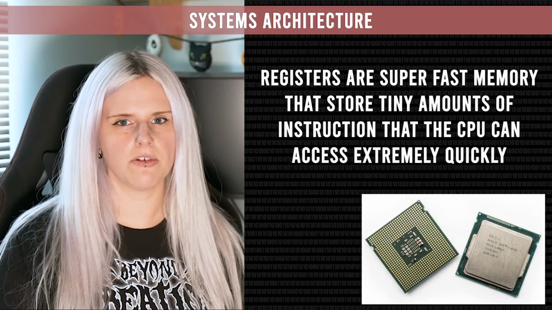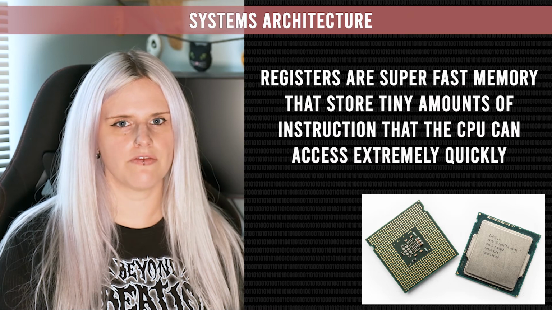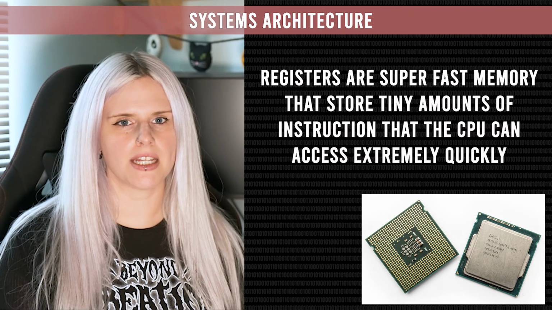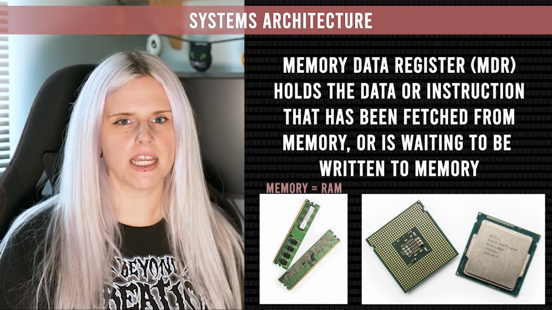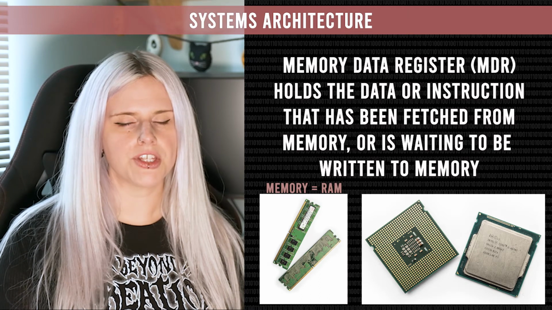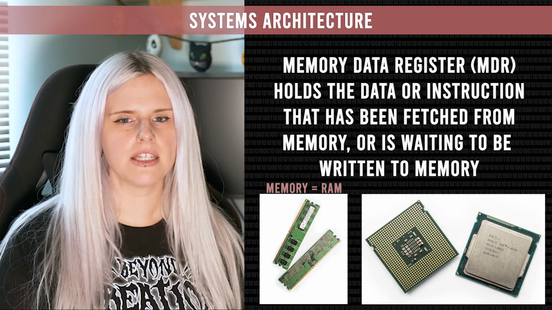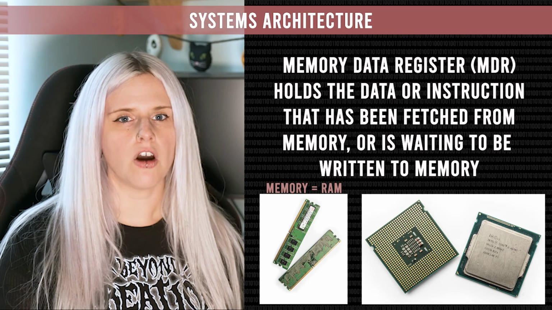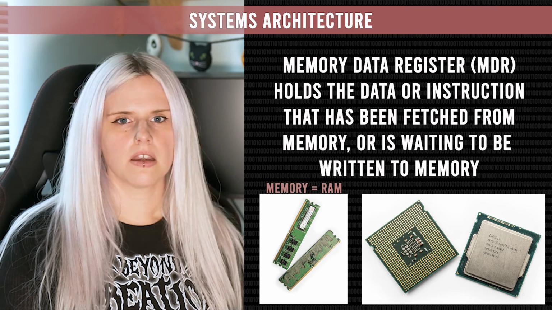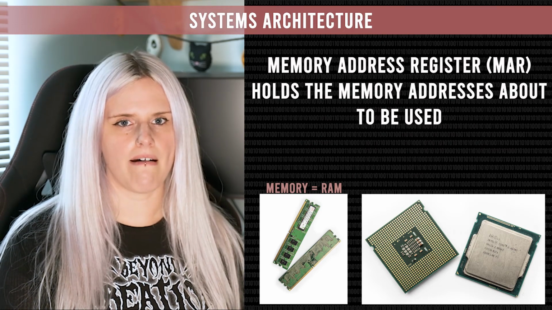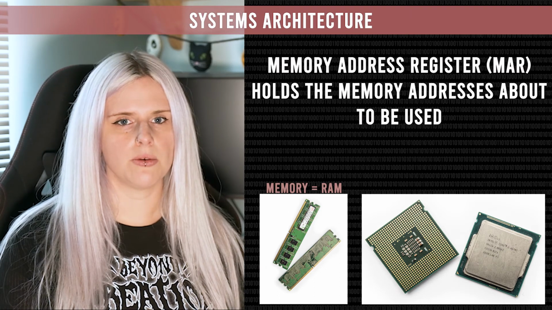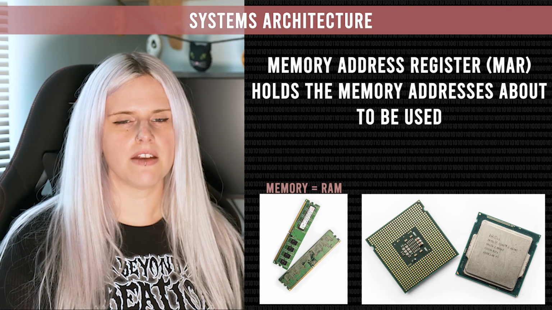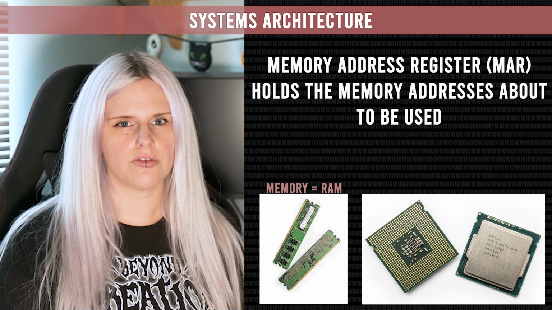Each register is super fast memory that stores tiny amounts of information that the CPU can access extremely quickly. The memory data register, or MDR, holds the data or instruction itself. This data might have already been read from the memory, or it might be waiting to be written to the memory. The memory address register, or MAR, holds the memory address that the CPU is about to use. This address can direct the CPU to the data or instructions that it needs.